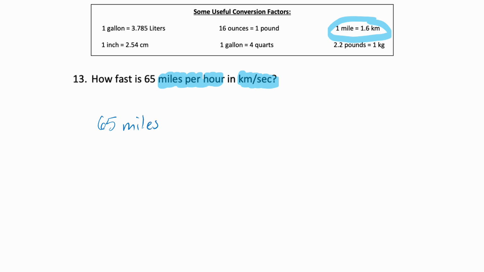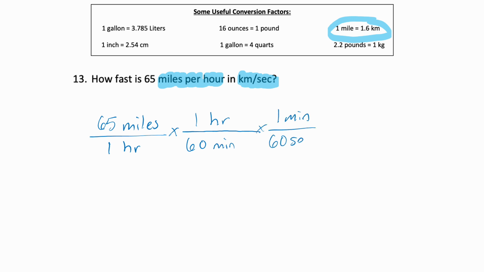So now let's start with what we have. So we have 65 miles in 1 hour. And we want to go from miles to kilometers and from hours to seconds. So we know that in 1 hour we have 60 minutes. And we know that in 1 minute we have 60 seconds. And now I'm in seconds, so I can go ahead and focus on kilometers. So I want to get rid of miles, so 1 mile is going to be on the bottom. And I want to end up with kilometers, so 1.6 kilometers is going to be on the top.